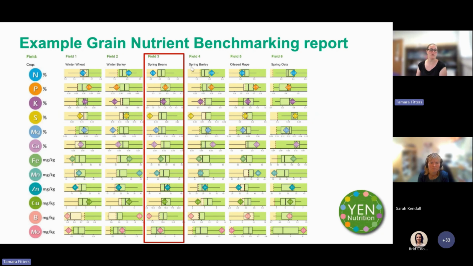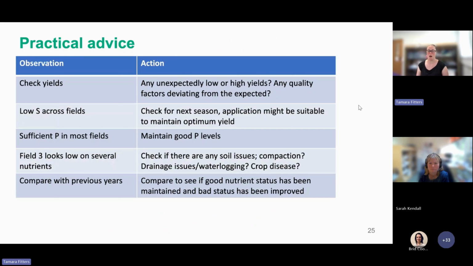But if you look at field number 3, for example, it's got quite a few low values, which could mean that something in this field is causing a reduction in nutrient uptake, which could be bad rooting, for example, or there could have been waterlogging on that field that caused some issues. So by looking at the overall picture, we can pinpoint where there might be issues, and we can try to determine where these issues are, like a sort of detective. We can work it out.